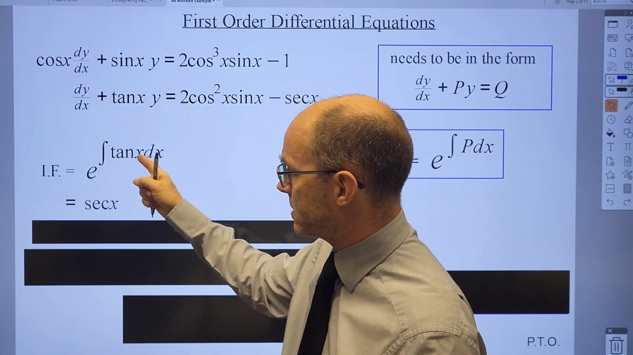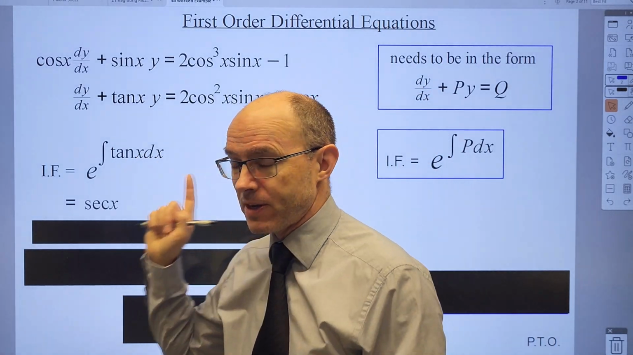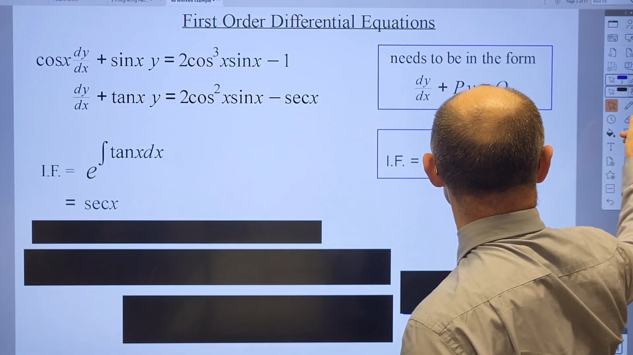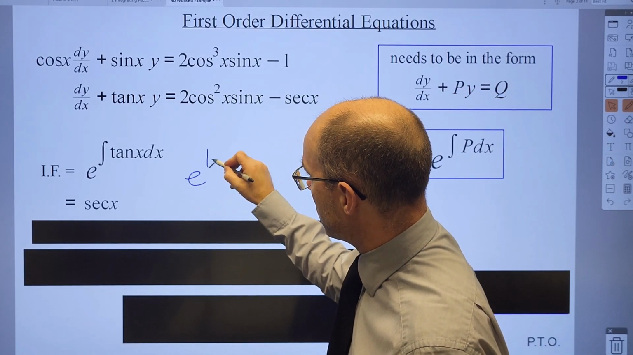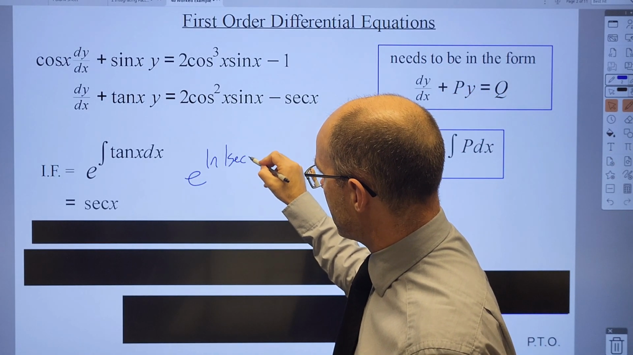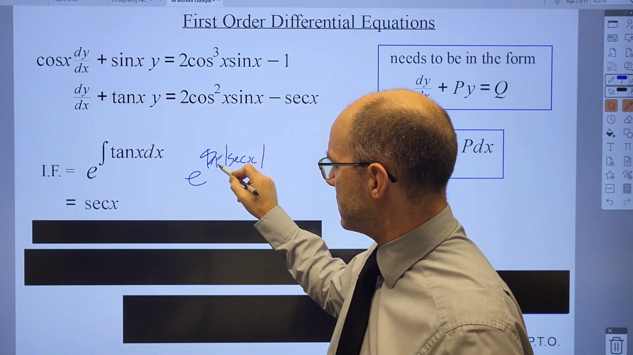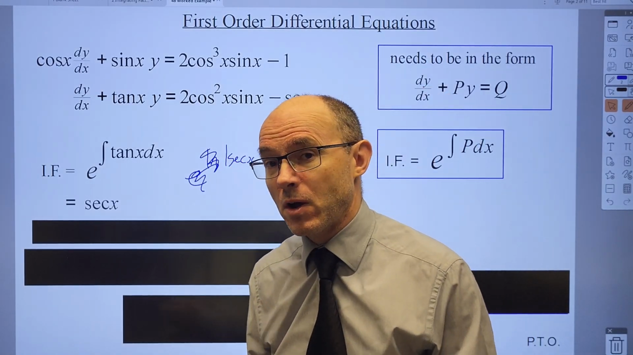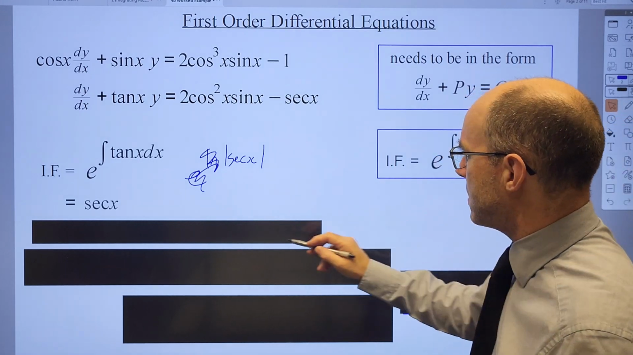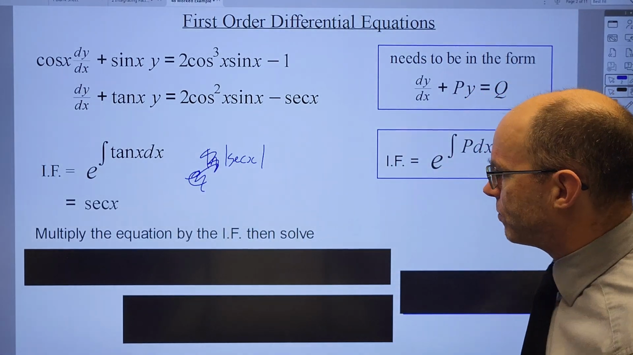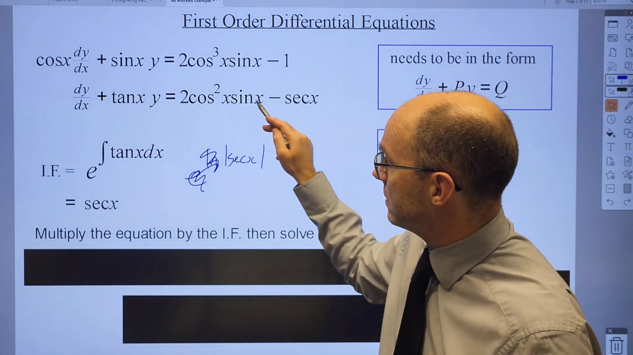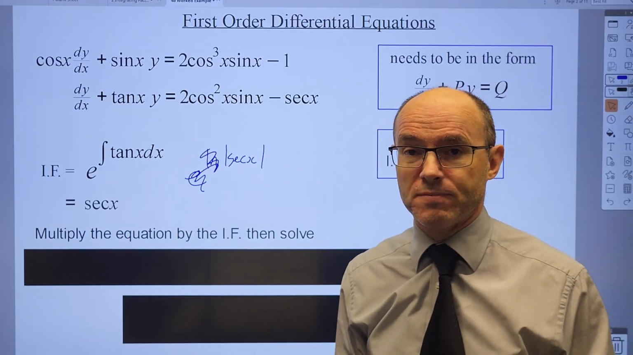The integral of tan x equals the natural log of sec x. We'll just squeeze that line in for you. So the natural log of sec x, and when you have e to the natural log combined, they just cancel, you're left with sec x. Okay. Next step, you multiply both sides of the differential equation by the integrating factor, and then you solve.